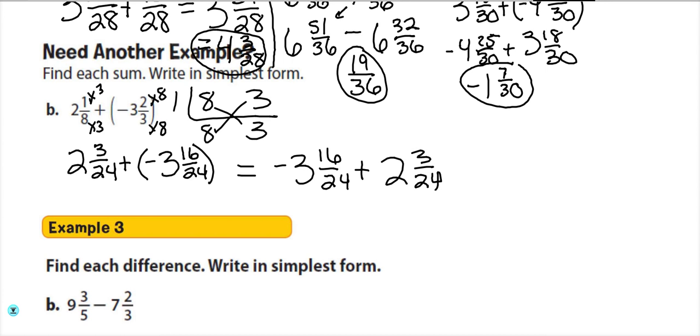Okay, now again, we have different signs, subtract. So we need to do 3 minus 2, which would be 1. It's negative because there's more negatives, so negative 1, and then 16 minus 3, which is 13, then over 24. And that's going to be it.